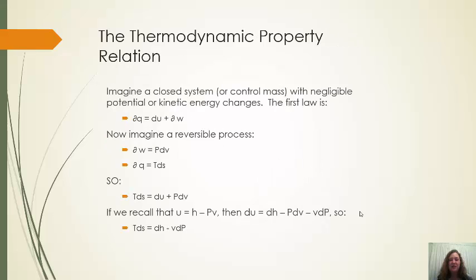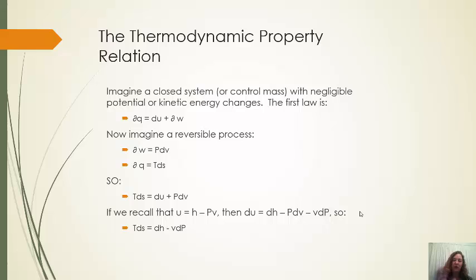So how can I use this to do other things? Well, we have a thermodynamic property relation. We're going to be talking a lot more about this in a future module. But basically, if we start with the first law neglecting potential and kinetic energy, we end up with dq equals du plus dw. Now, if I have a reversible process, the work change is p dv. If I have a reversible process, the heat transfer change is T ds. And so we end up with T ds equals du plus p dv.